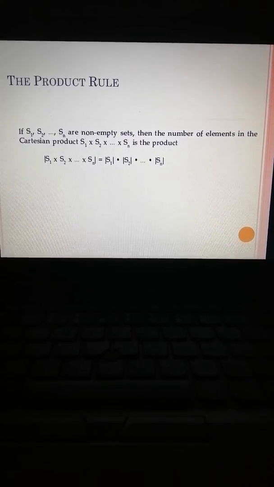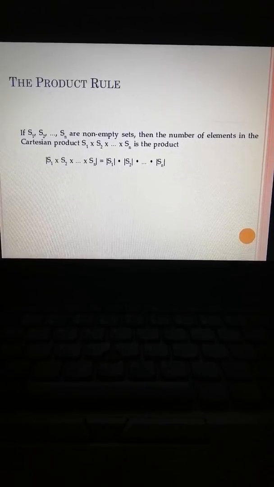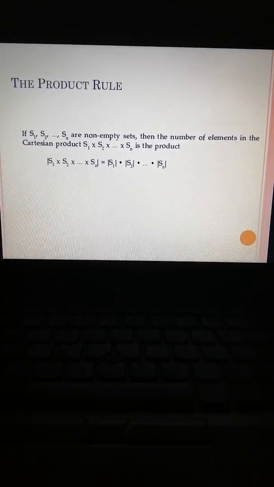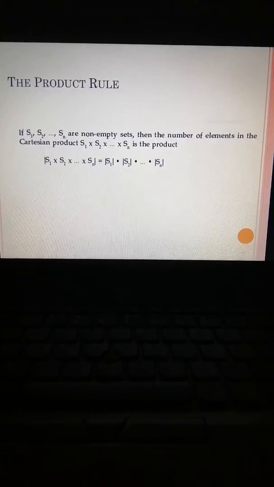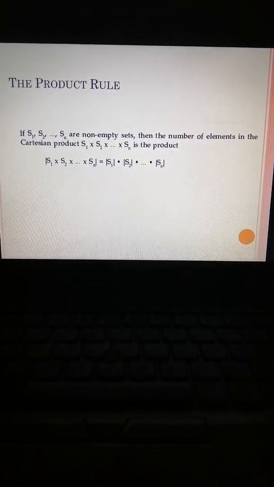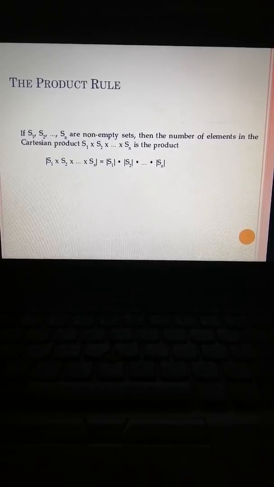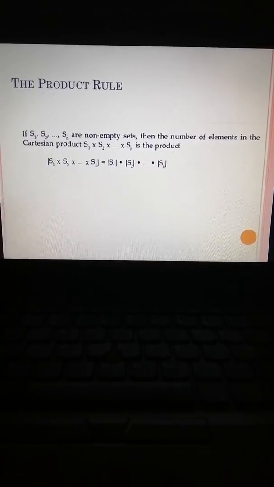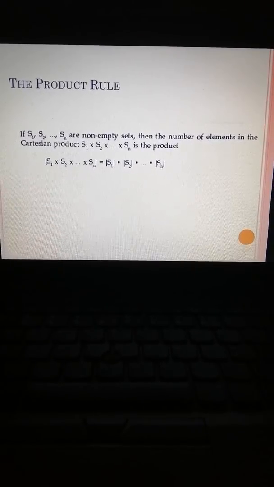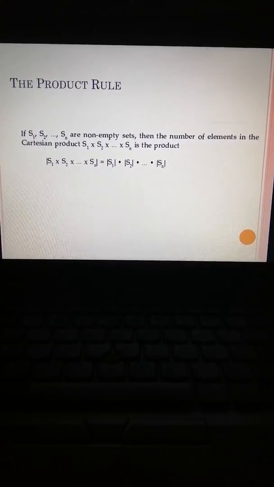And now let's proceed to the product rule. If S sub 1, S sub 2, and so on are non-empty sets, then the number of elements in the Cartesian product S sub 1 times S sub 2 times so on is the product. It is like multiplying all the elements.